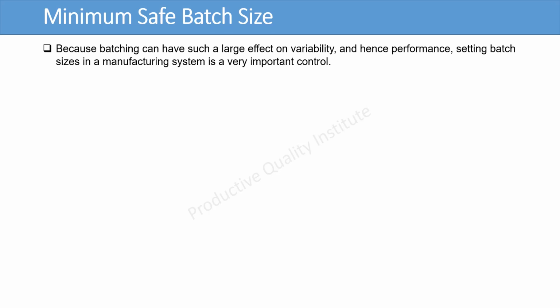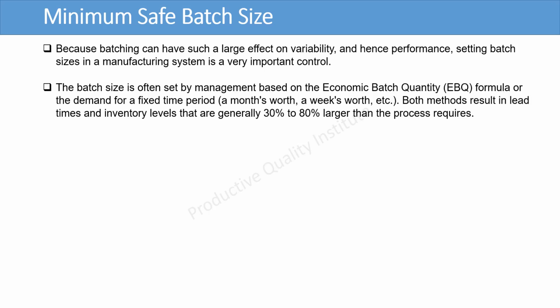Because batching can have such a large effect on variability, and hence performance, setting batch sizes in a manufacturing system is a very important control. The batch size is often set by management based on the economic batch quantity formula, EBQ, or the demand for a fixed time period, for example a month's worth, a week's worth, etc. Both methods result in lead times and inventory levels that are generally from 30% to 80% larger than the requirement of the process.